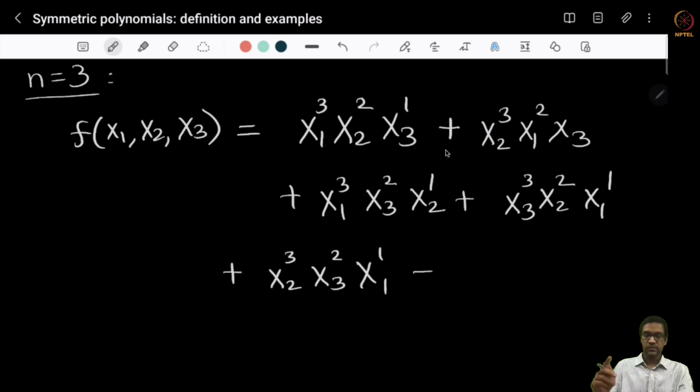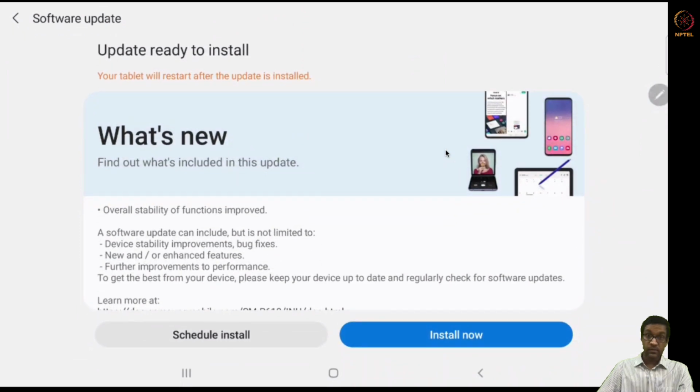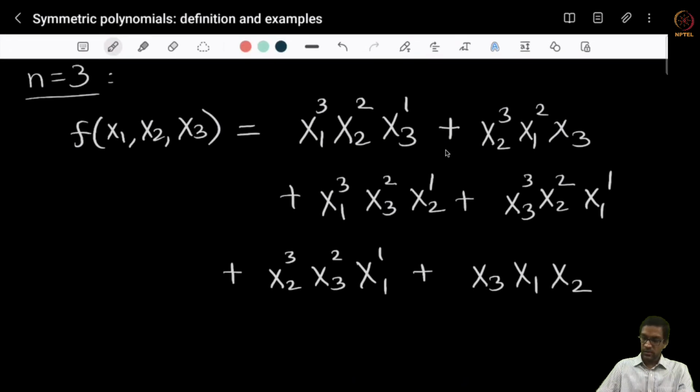Then there's the other reverse cyclic shift, which is 1 becomes 3, 2 becomes 1, 3 becomes 2. So 2, 3, 1 is one of them, and 3, 2, 1 is another one. And 3, 1, 2 is another one. So this will now become again cubed, squared, 1. So what have I done?